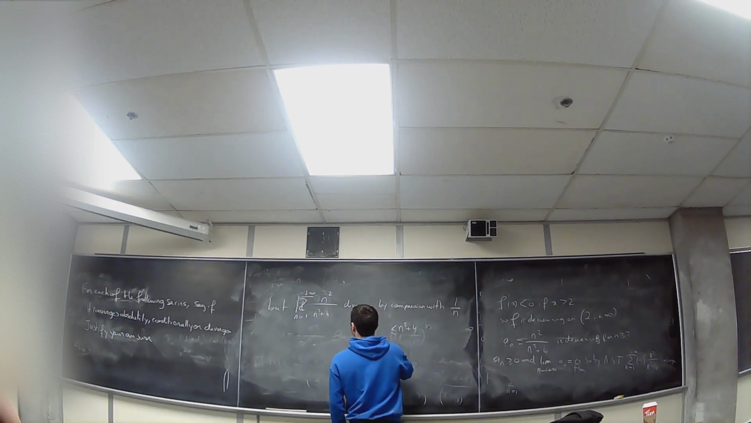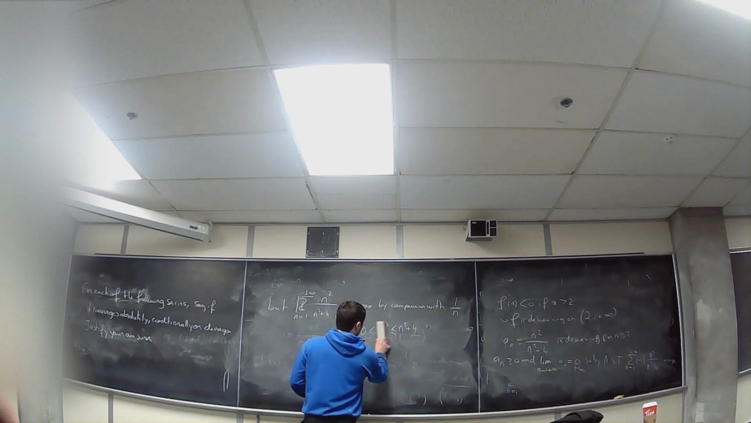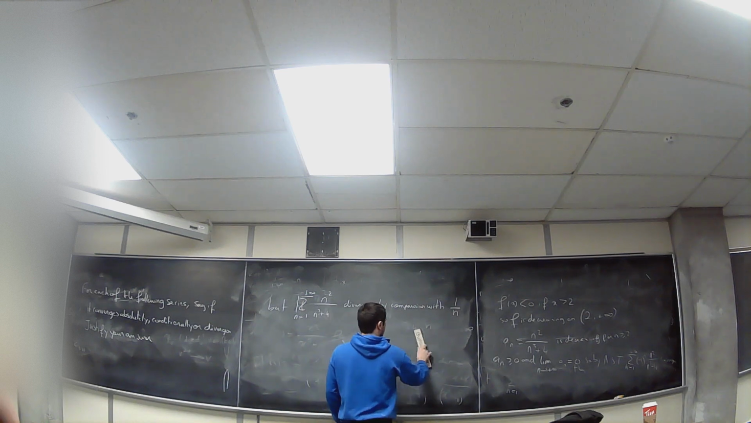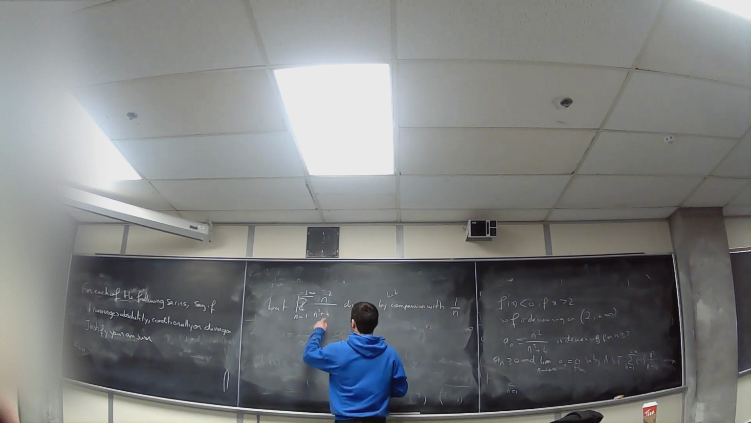Okay, you can do it this way. 0, and then you take 1 over n cubed. Oh yeah, that doesn't do it. No, that doesn't do it. By limit comparison. Of course, this is positive, since a_n is positive.